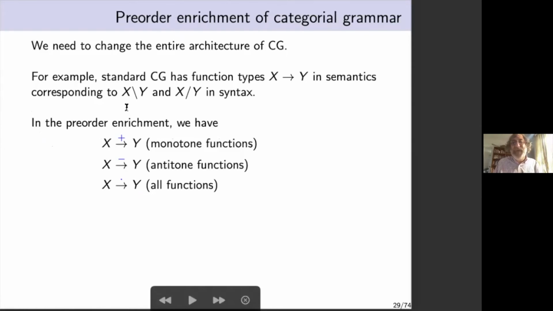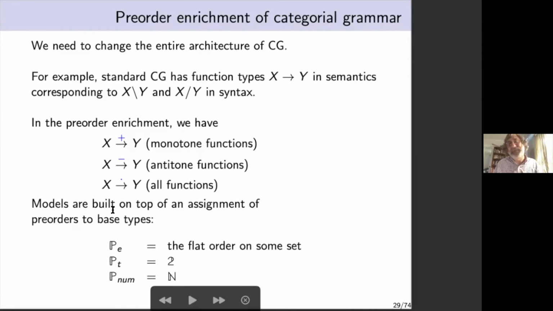So when you do categorial grammar, you have arrows like this. If you have never seen this, you won't catch it now, but you will catch the flavor of it. You have arrows that go like this in the syntax, and in the pre-order version, I want to put in three kinds of flavors of monotonicity information. The way that we start in semantics is usually with E for entities and T for truth values, following Montague.